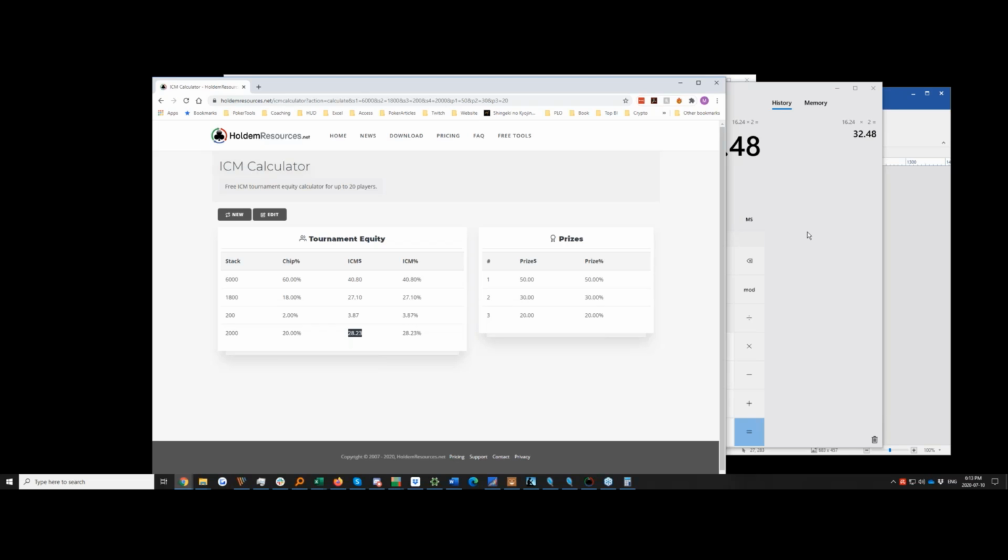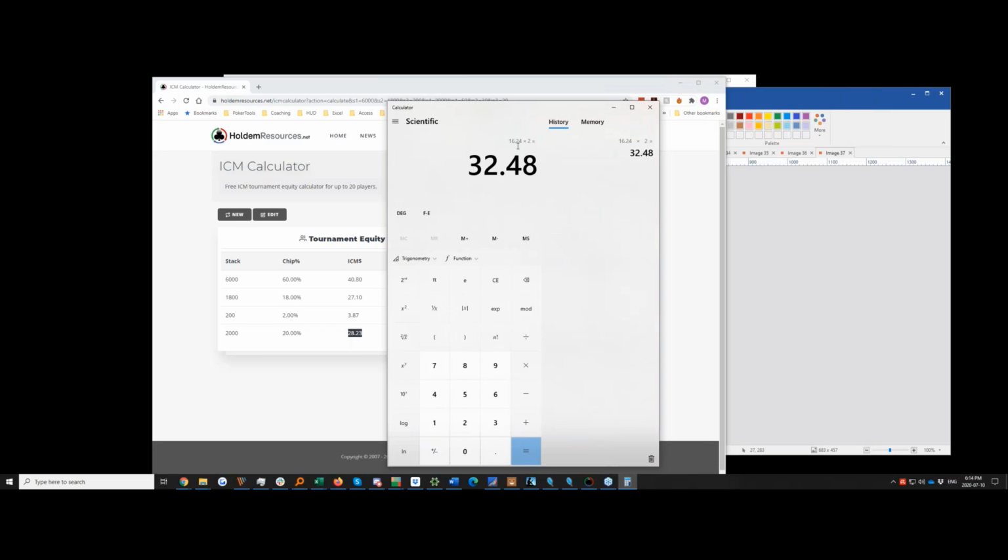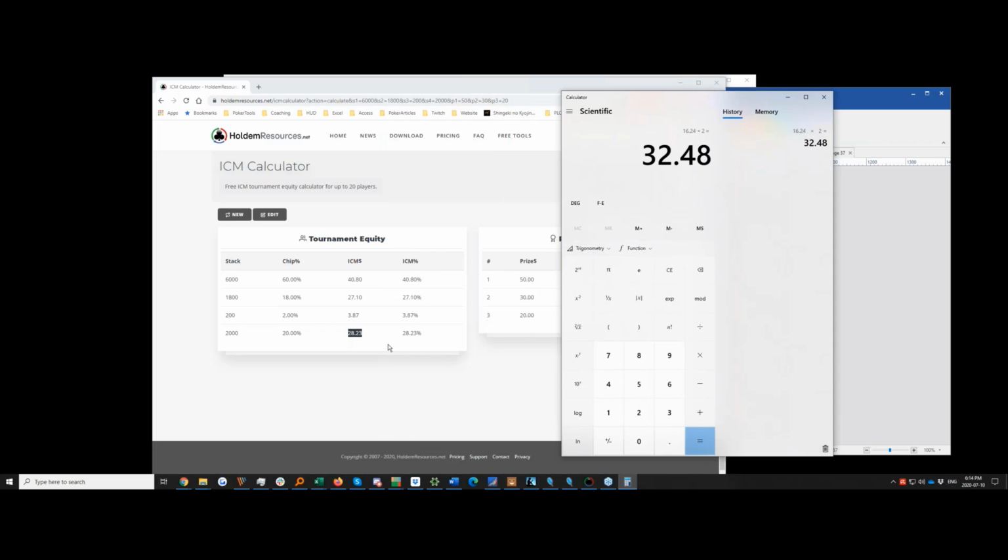And this is really important to understand, right? You cannot call the exact same range that you would call if there were no ICM involved, because you're making less than the total chip value. The chips that you're winning are, in some sense, worth less than the chips that you're risking. If you are playing a cash game, you will be risking $16 to win $32, so the chips you are risking are valued exactly the same as the chips you will be winning. But here you're risking 16 and you're not making that. You're making only 28.